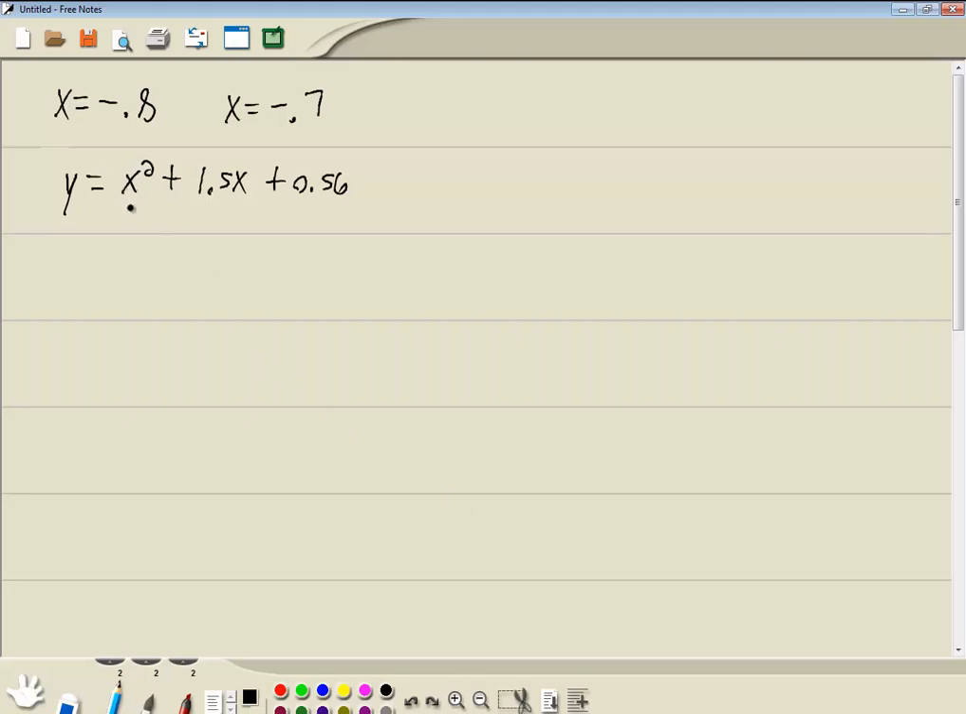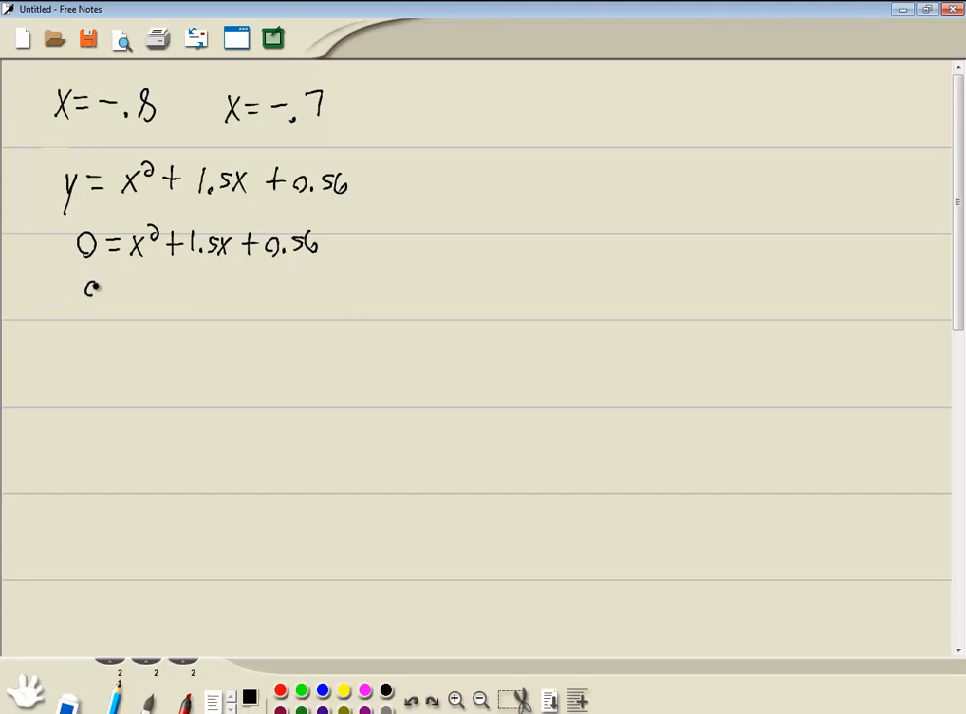Another way to find the x-intercepts is you can plug 0 in for y, and then you solve it. So we got 0 is equal to x squared plus 1.5x plus 0.56. Very doubtful this would actually factor, at least factor where we can see it. Although if we multiply everything by 100, we could probably see it. But we could use a quadratic formula.